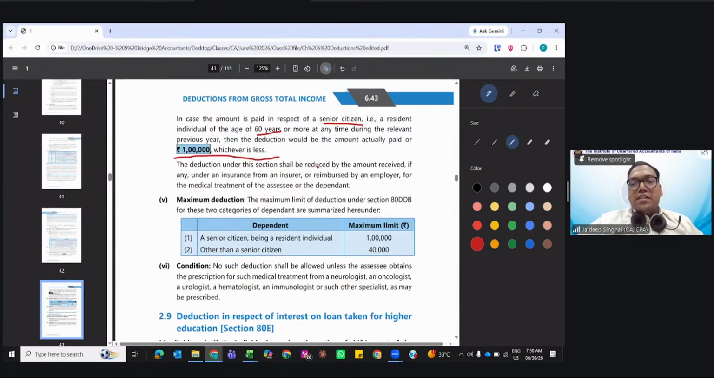The deduction under this section shall be reduced if you receive any reimbursement from the insurance company. Then you need to reduce that amount. You cannot take actual expenses for that. You need to reduce your amount of deduction for that, right?